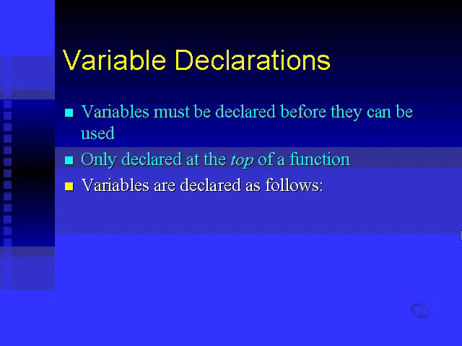Finally, let's just summarize how to declare a variable. You specify the type name, in this case integer, int, followed by the variable name, in this case age, followed by a semicolon. That concludes our discussion about variables.